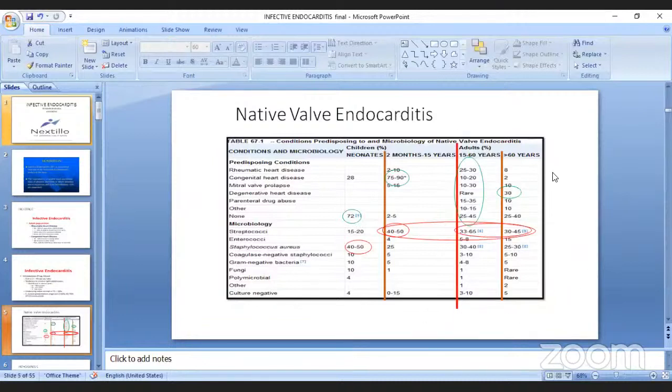So what are you seeing over here? In neonates, the most common causative organism is Staphylococcus aureus, whereas from 2 months to 60 years of your life, the most common causative organism is streptococci. This is one thing that you cannot forget, because so many MCQs are asked on this simple table. It is a very simplified form of table and you should not forget it.